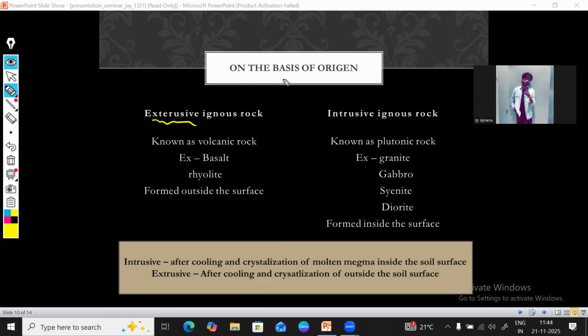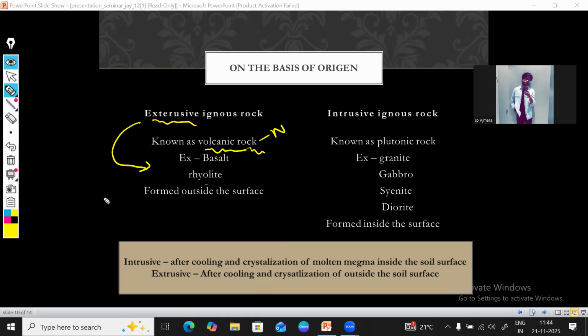There are two types of igneous rock on the basis of origin. The first one is extrusive igneous rock and the second one is intrusive igneous rock. All right. Extrusive igneous rock is known as volcanic rock. That is the nickname of extrusive igneous rock. And there are two examples of extrusive igneous rock: basalt and rhyolite.